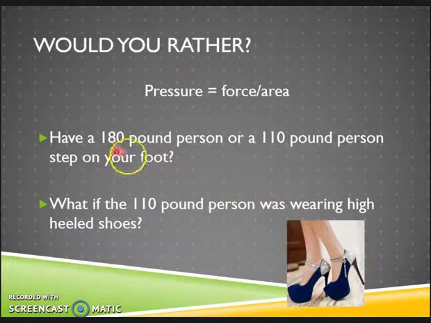Personally, I would go back to that 110-pound person, because what do we know about those high heels? They have a small area. And if we were to divide 110 pounds by that tiny little area, now we have a lot of pressure being pushed down in that small area.